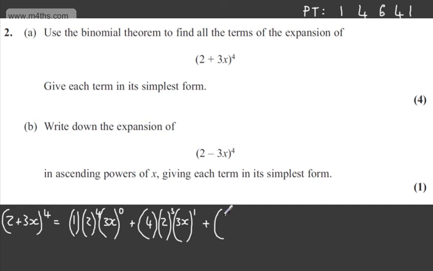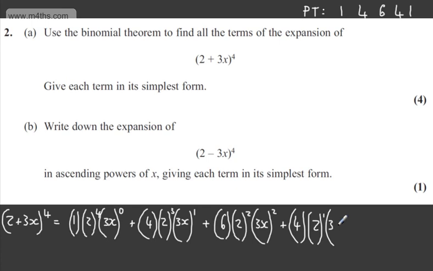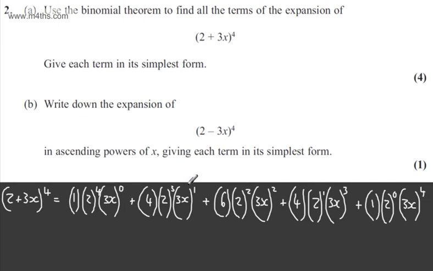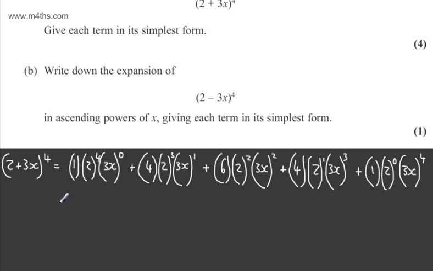Then we'll have 6 multiplied by 2 to the power of 2 multiplied by (3x) to the power of 2, plus 4, we will multiply this by 2 to the power of 1 and multiply this now by (3x) to the power of 3, and then finally we'll have 1 multiplied by 2 to the power of 0 multiplied by (3x) to the power of 4. Let's check these powers equal 4: 4 plus 0, 3 plus 1, 2 plus 2, 1 plus 3 and 0 plus 4. So let's go ahead and write this out.